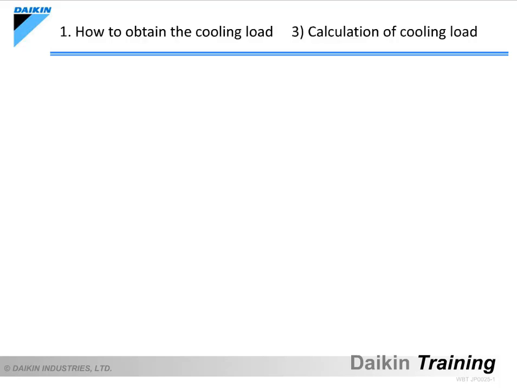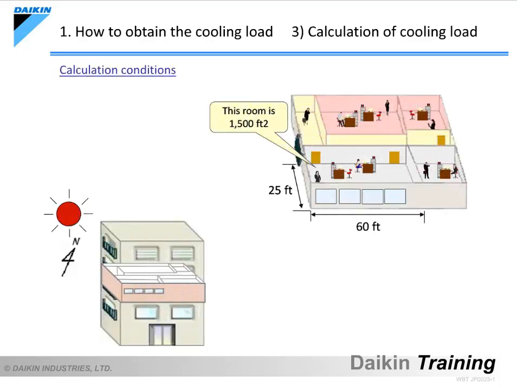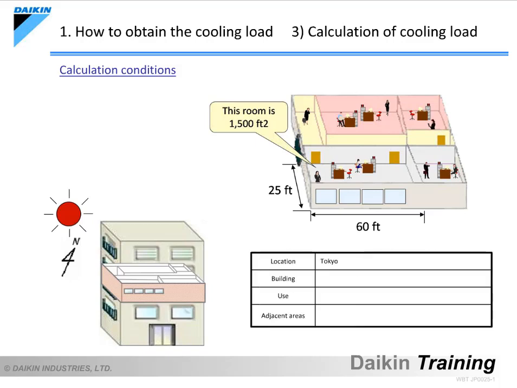Let's take an example in order to calculate the cooling load for a room. Let's define the conditions for this example. The building is located in Tokyo. The room is in the southwest corner on the middle floor of a 5-story reinforced concrete building. It is being used as an office. The adjacent hallways and rooms, as well as the rooms on the floors above and below, are not air-conditioned.